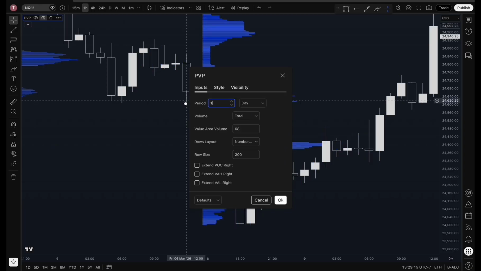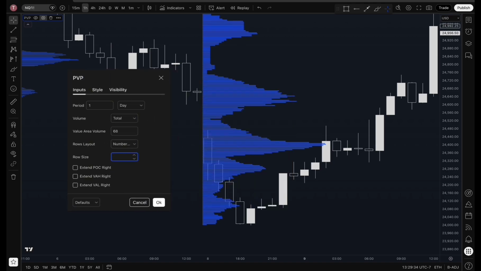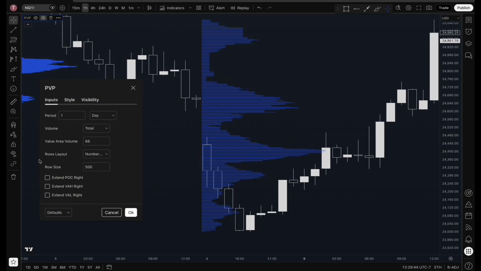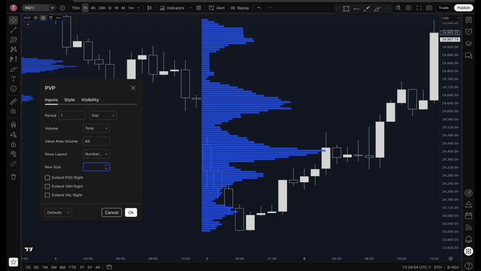Let's say you choose days, you can also do it for over 3 days. You can say 10 days, then you can also do weeks, you can do months. And then once you do that, you need to play with row sizes. The more rows you add, the more detailed it's going to be. It's going to be sort of more granular. And then if I, let's say, choose 100, it's going to be more bulky and less granular, just like so. Choose whatever works better for you.